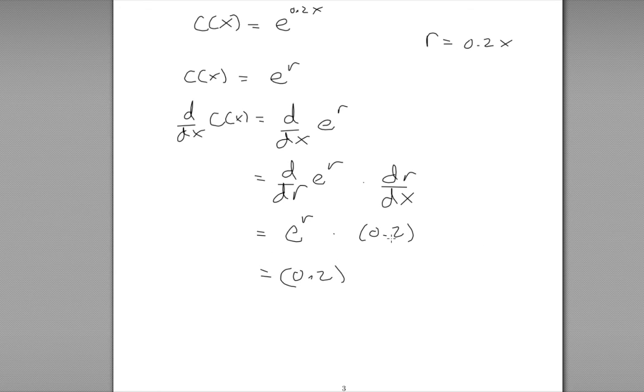Coming from this, I'm just writing in the front, e to the power of, well, what was r? r, as we defined it, was 0.2 times x. And this is the marginal cost.